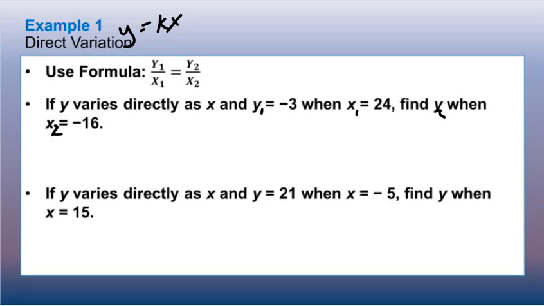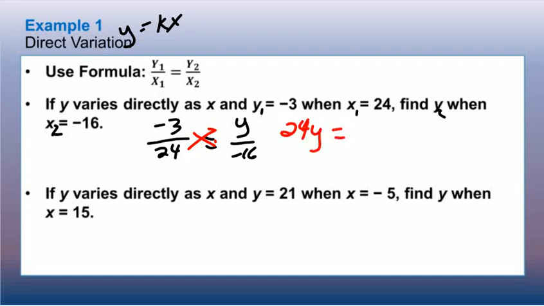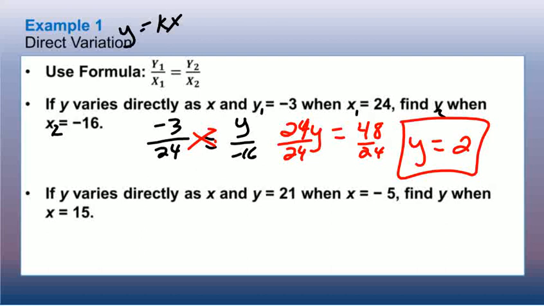So if I plug that into my formula, I would have -3 over 24 equals y over -16. And then I just cross multiply. So that gives me 24y equals -3 times -16, which is a positive 48. If I divide by 24 on both sides, I now have y equals 48 divided by 24, which gives us an answer of 2. So y would give us an answer of 2.